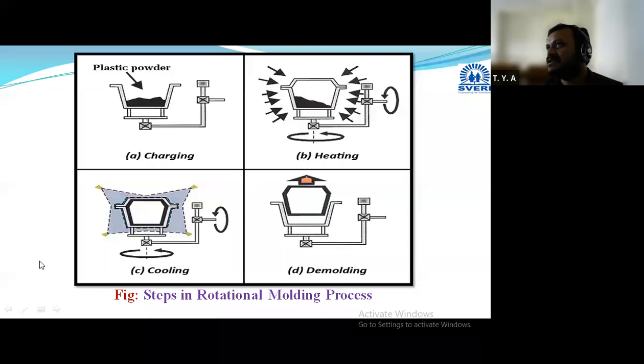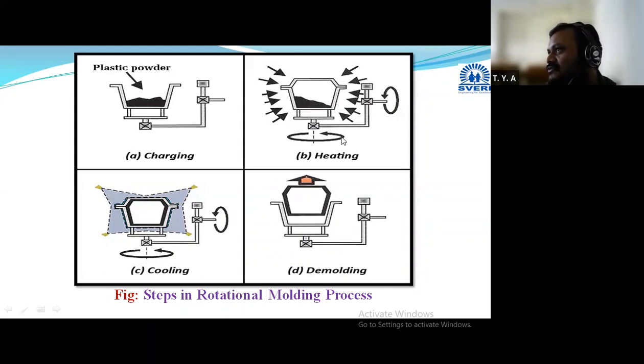Are you getting this? I will explain it again. The first stage is named charging. Okay, means the plastic material will be ground and converted into powdered form, and it is taken in the upper half of the mold, or one part of the mold. Then we close that mold and simultaneously apply heating and rotation along two axes. Okay, rotation will be along two axes, vertical and horizontal. One time we will rotate like this, and another time like this.